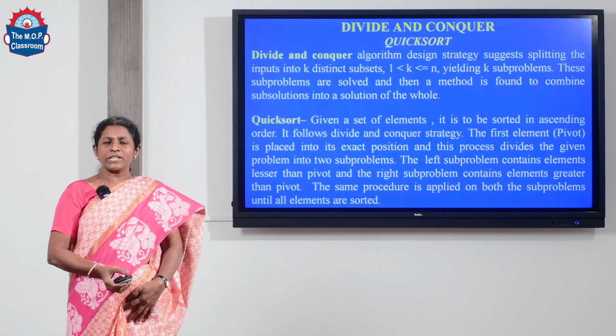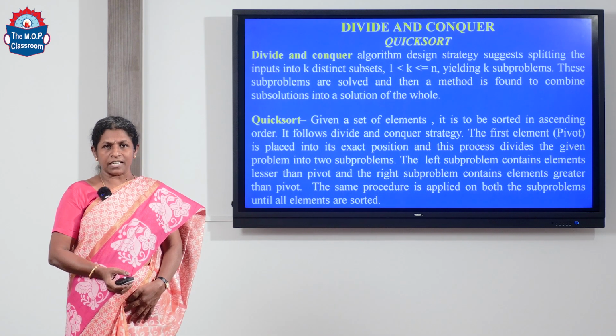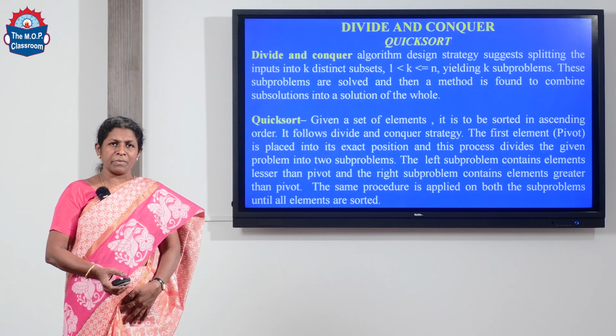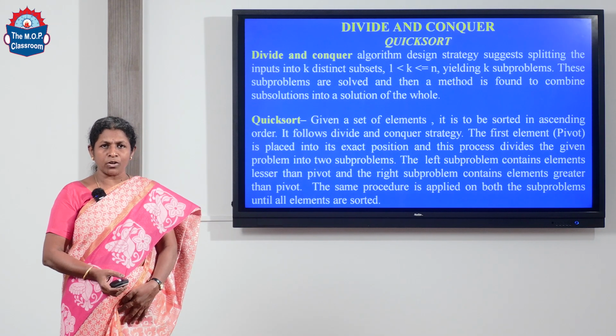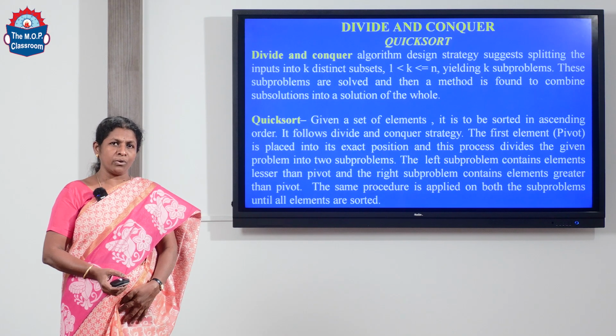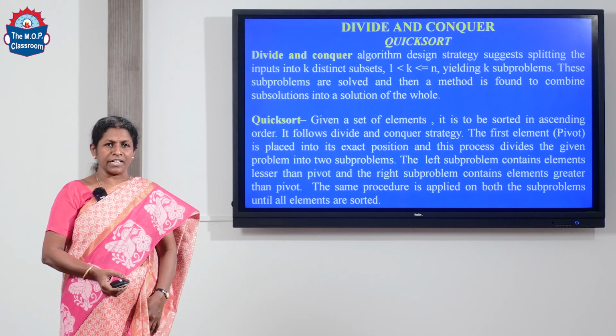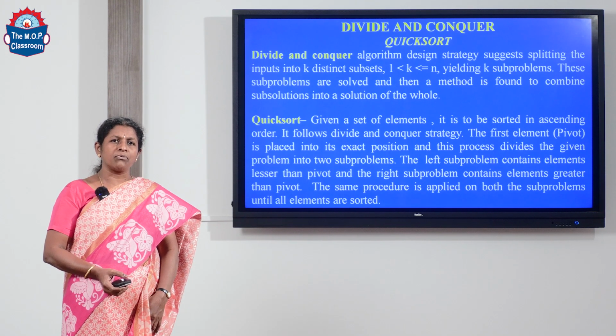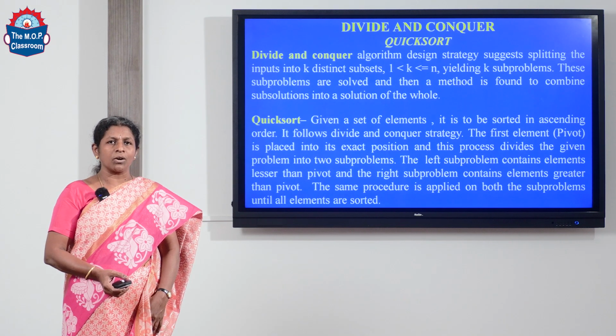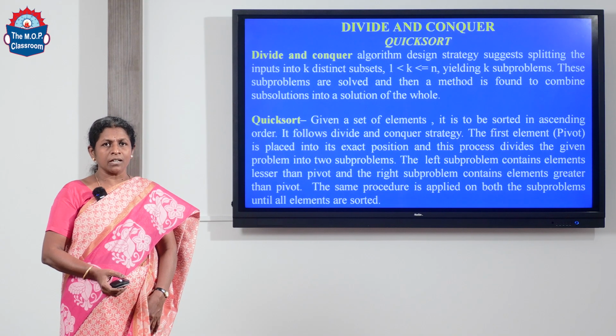Quicksort belongs to the divide and conquer strategy. Divide and conquer is an algorithm design method where, given a problem, we split the problem into k subsets and solve all the subproblems in order to get the final solution. Usually, whenever you go for divide and conquer, the algorithm will be implemented using recursion.